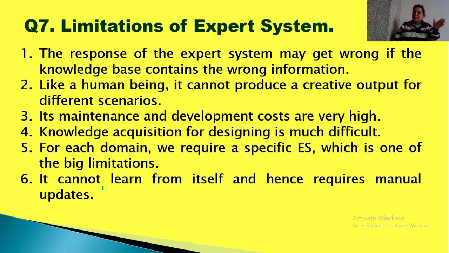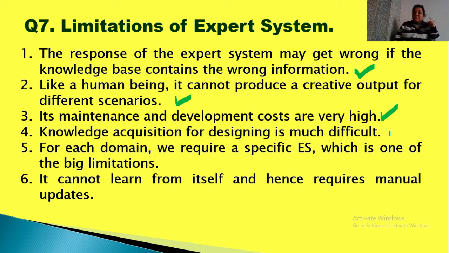Jumping to the limitations of an expert system. Number 1, in case there is a small error in any knowledge base or set of rules, it can become a big problem. Number 2, a human being is always creative, can give the output in multiple ways to the end user and explain it much better than a machine. So, like a human being, it cannot produce creative outputs many times. Third limitation, maintenance cost is very high, development cost is very high. That is its big limitation.